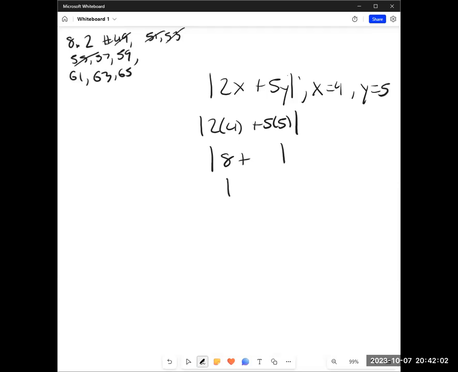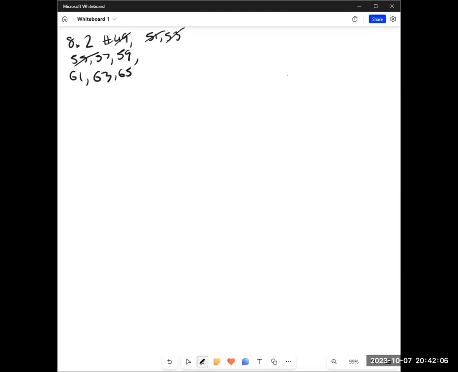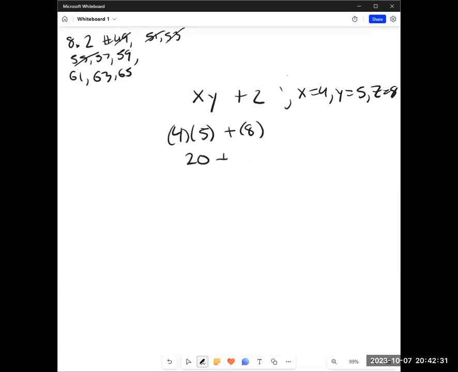Going along here, we're getting a little bit more complicated. So we're going to throw in 3 variables now. This is going to be x times y plus z, with x equal to 4, y equal to 5, and z equal to 8. So 4 times 5 plus 8. I usually make my substitutions in parentheses so that I don't miss any multiplication there. Multiplication before addition, 20 plus 8 is 28.